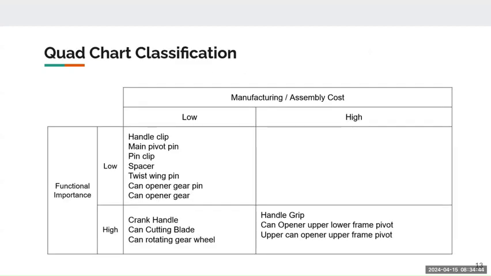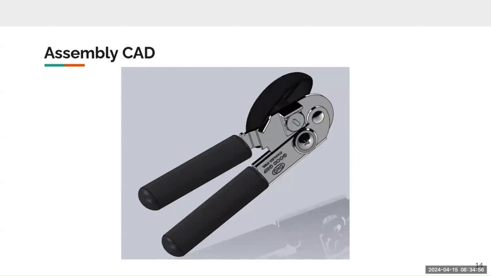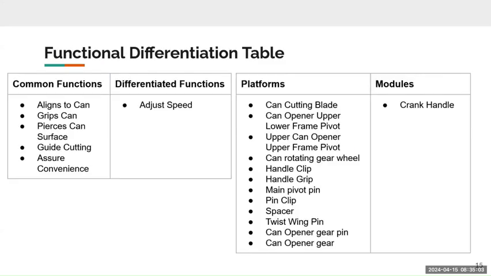Here we have our quad chart classification. Most of the components, as you can see, fall under high importance while being split between high assembly cost, manufacturing costs, and low cost. Here's a fully assembled view of our can opener.